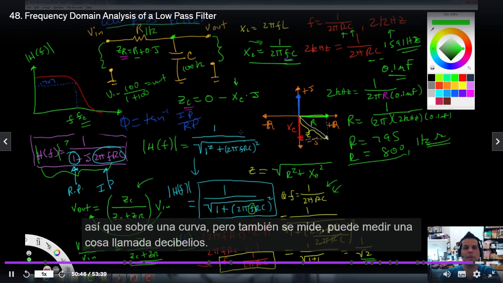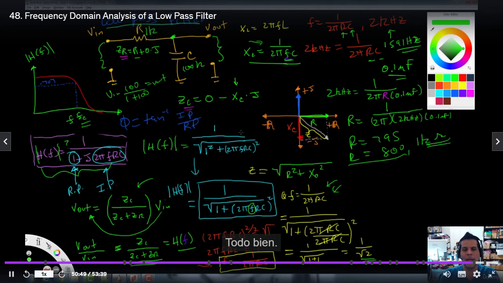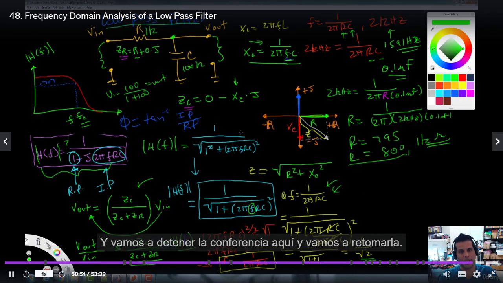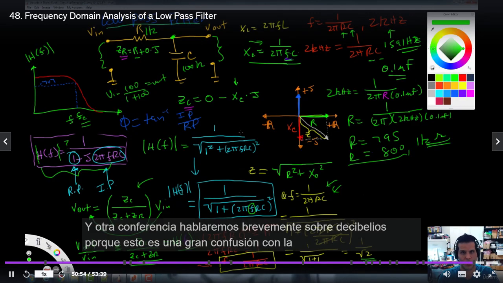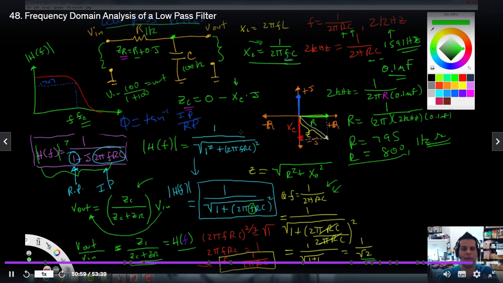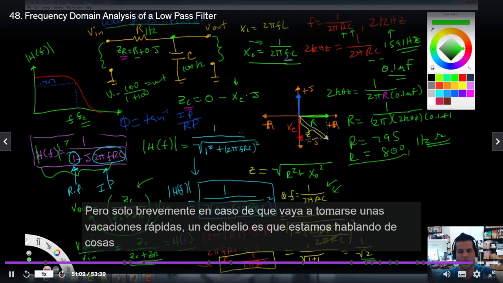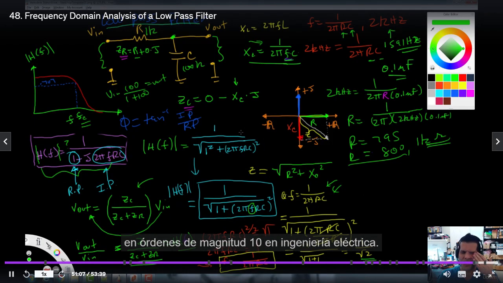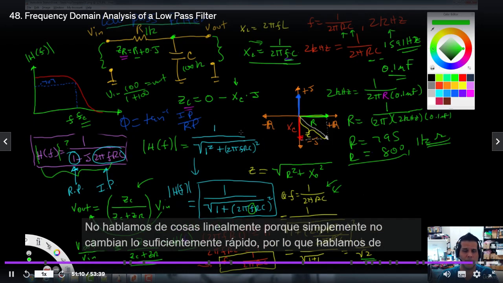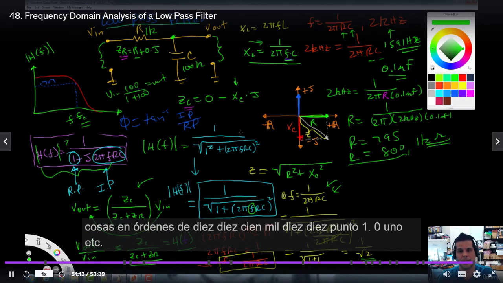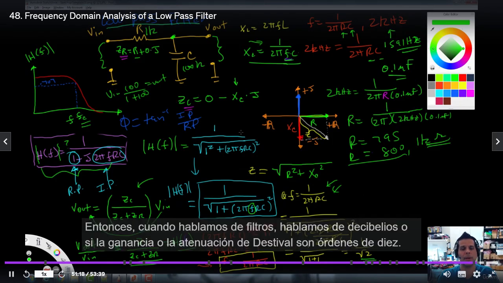But it's also something you can measure in a thing called decibels, all right? And we're going to stop the lecture here, and pick it up in another lecture, and talk about decibels briefly, because this is a huge confusion with people. But just briefly, a decibel is, we're talking about things in orders of magnitude of 10. In electrical engineering, we don't talk about things linearly because they just don't change fast enough. So we talk about things in orders of 10, 10, 100, 1,000, 10, 1, 0.1, 0.01, etc. So when we talk about filters, we talk about decibels or decibel gain or attenuation in orders of 10.